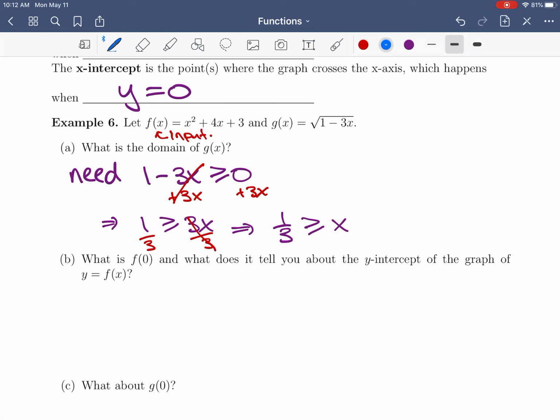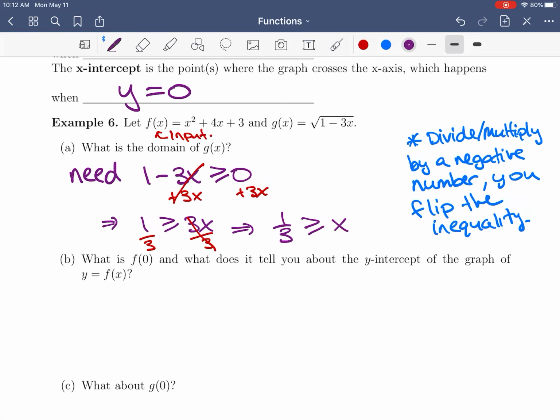Now remember, if you have an inequality and you divide or multiply by a negative number, you have to flip the inequality. So here I didn't have to do that because I divided by positive 3, but if I had divided by negative, I would have had to be careful.